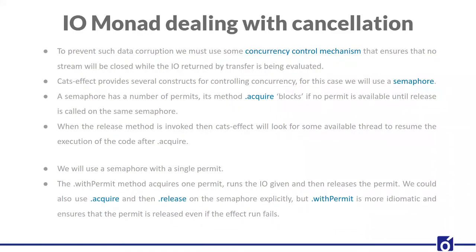We have a number of permits, and a permit is acquired by acquire, which blocks if no permit is available until release is called on the same semaphore. So we'll be using a semaphore with a single permit. Now let's look into the code once again.